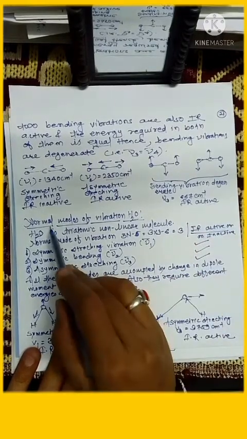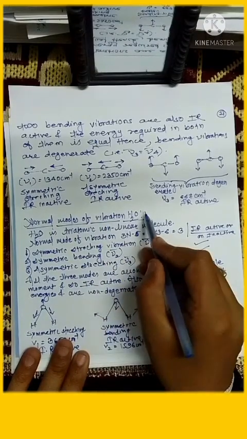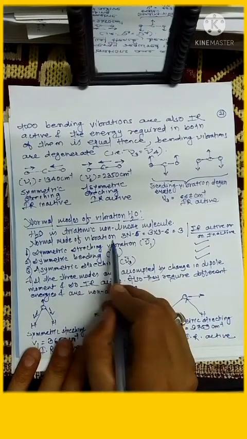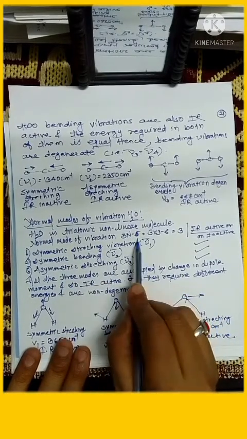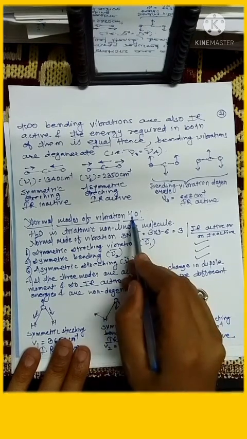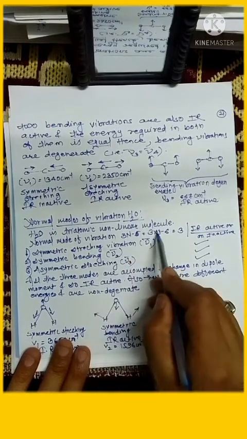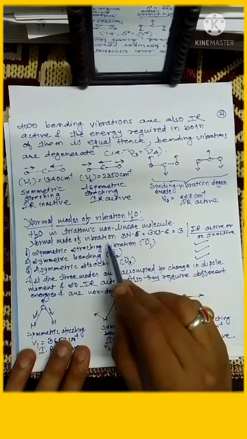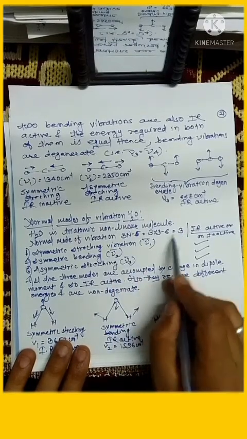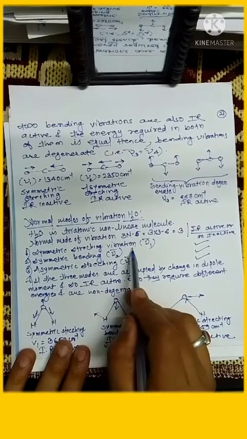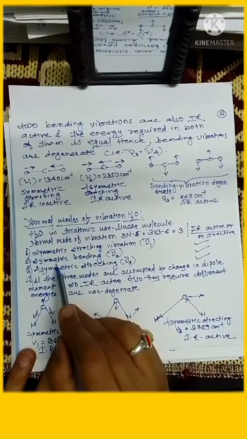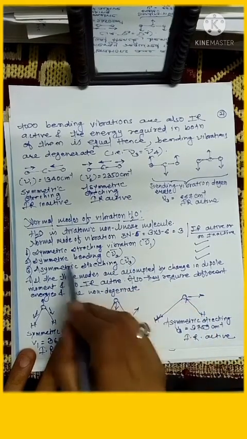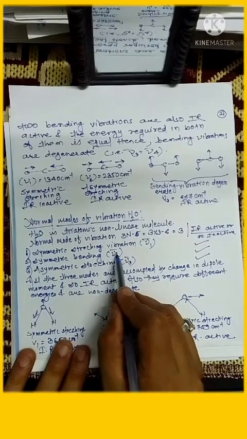Now we are going to see normal modes of vibration in water. Water is not a linear molecule. That's why the number of normal modes of vibration is 3n minus 6, where n is the number of atoms in the formula. So 3 multiplied by 3 minus 6 is 3. So there are 3 normal modes of vibration, which are divided as symmetric stretching vibration, that is nu bar 1, asymmetric stretching vibration, that is nu bar 3, and symmetric bending vibration, that is nu bar 2.